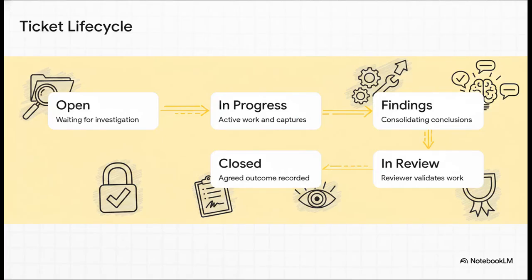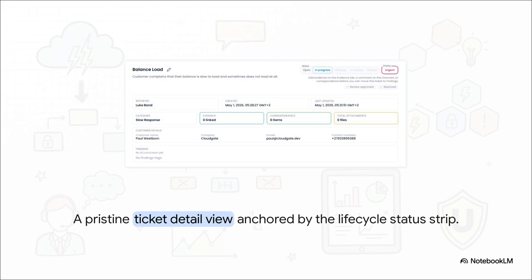And to keep everyone aligned, Cloudlog enforces a very specific, shared language across your whole organization. The steps are simply open, in progress, findings, in review, and closed. By standardizing this definitive lifecycle, everybody on the team is reading the exact same progression. There's absolutely no guessing if an issue is just kind of being looked at or if it is officially in review. You can see how this lifecycle is visually anchored right at the top of a pristine ticket detail view.